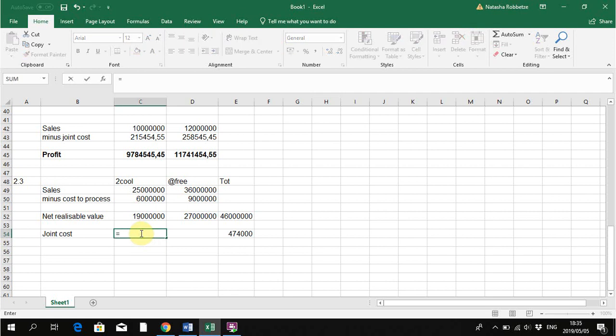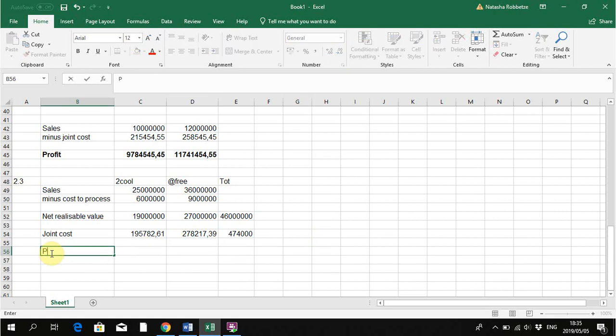So now to allocate the joint cost, I'm going to say 474,000 divided by the 46 million total times the net realizable value that applies to the product that I'm calculating. Again, I am just rounding to 2 decimals as per instruction. Then for my at3, it's going to be the 474,000 divided by the total net realizable value times by the net realizable value for the product calculated. And I again just round to 2 decimals.